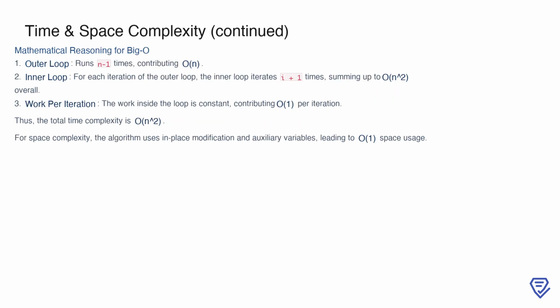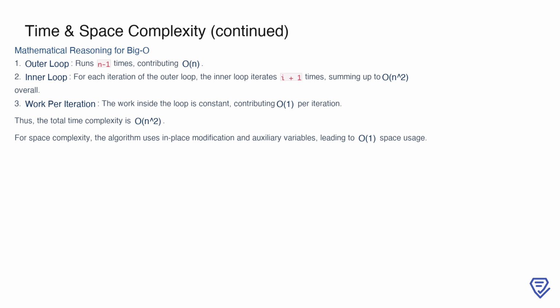To better understand why the time complexity is O(n squared), let's break it down mathematically. The outer loop iterates n-1 times, which directly contributes O(n) to the complexity. For each iteration of the outer loop, the inner loop processes i+1 columns, where i is the current row index. Summing up all these iterations across rows results in the arithmetic progression 1 plus 2 plus 3 plus up to n-1, which evaluates to O(n squared). Finally, the work performed in each iteration of the inner loop, such as updating a cell with the minimum of 2 values, is a constant time operation, or O(1). Combining these factors, the overall time complexity of the algorithm is confirmed to be O(n squared).